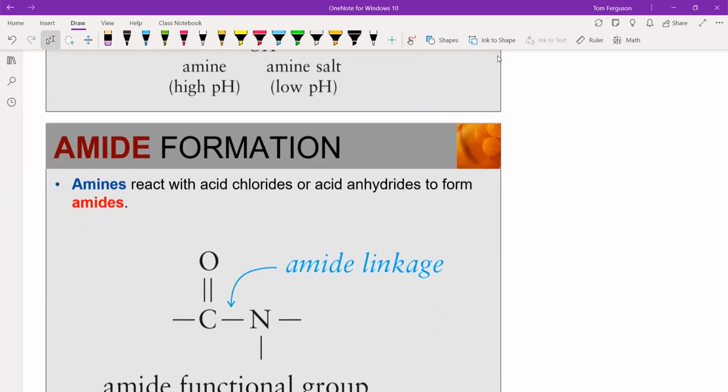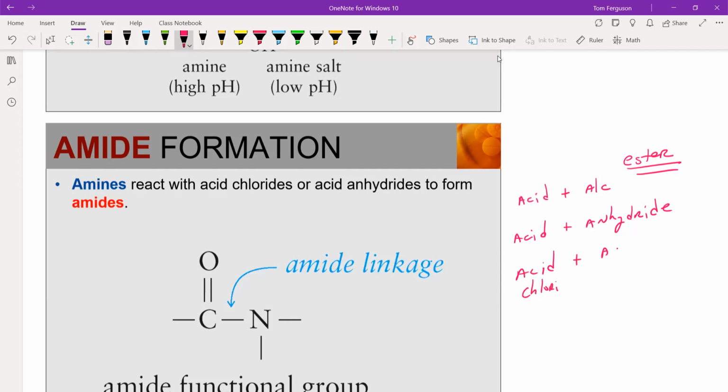As you remember on the tests, I had an ester, and I asked you three ways to form that ester. It's the acid plus alcohol, the acid plus the anhydride, and the acid chloride plus the alcohol.